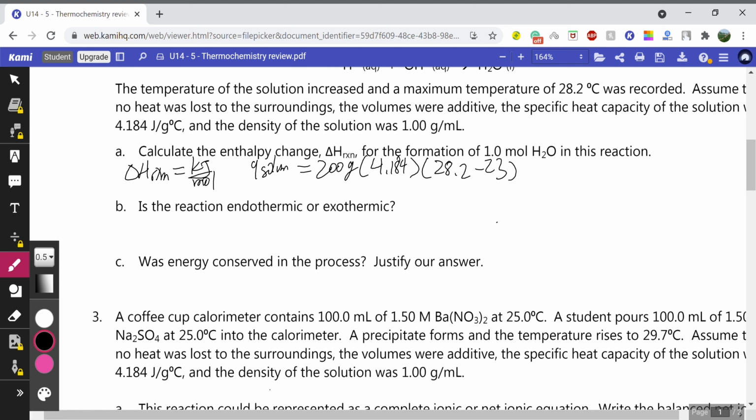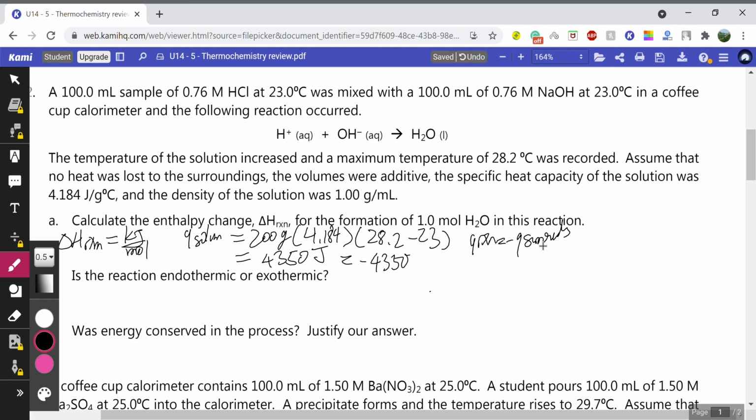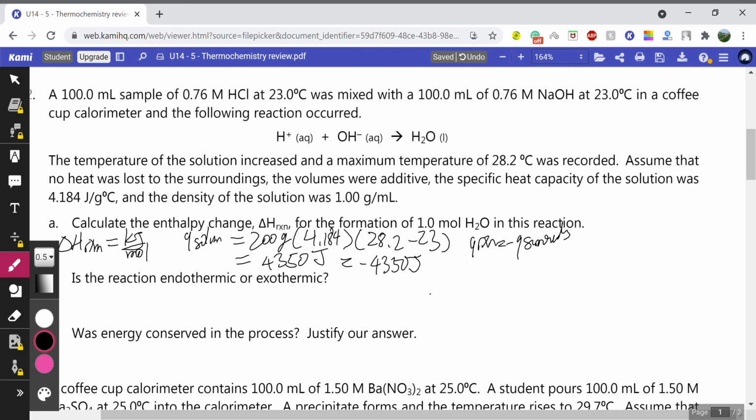Okay, now to put this in our calculator, 200 times 4.184 times 28.2 minus 23 will get 4351, equals 4350. Let's round to 4350 joules. Alright, because Q reaction is equal to negative Q surroundings, our 4350 will become negative 4350 joules. Now we've got to calculate the moles.